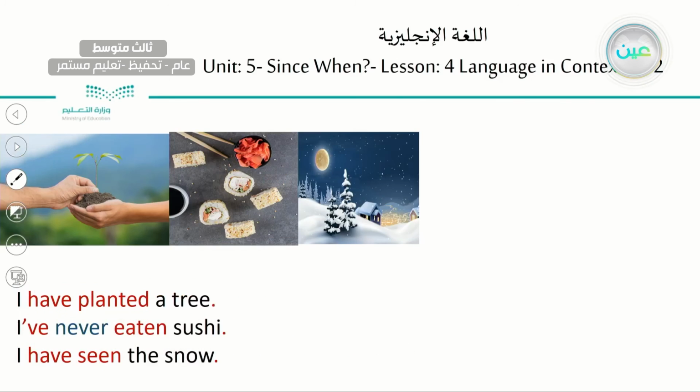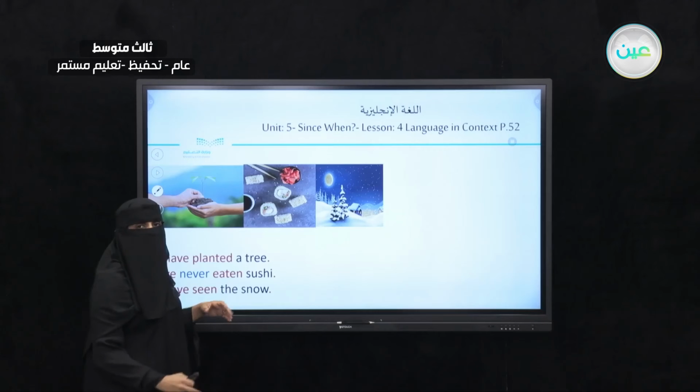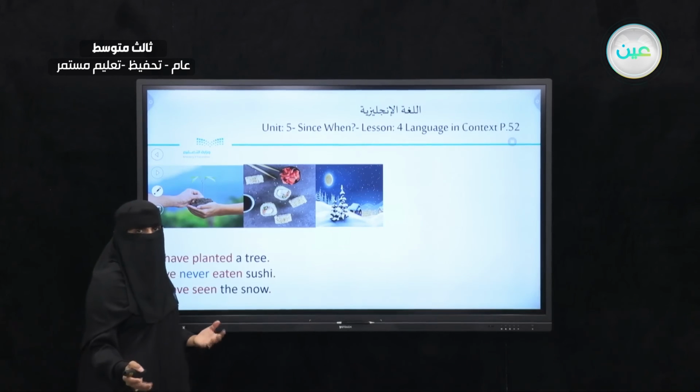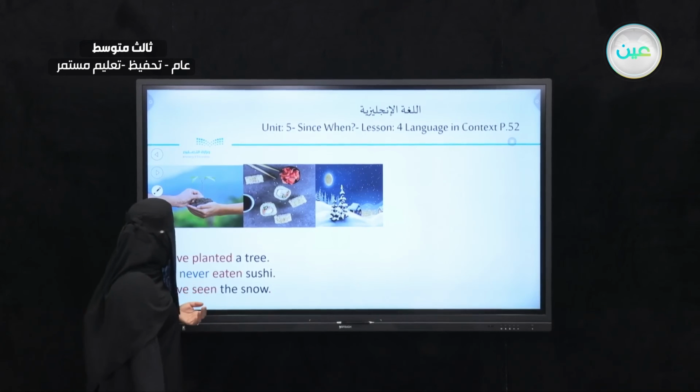Both are correct. For these 3 pictures, I have planted a tree, or I have never planted a tree, or I haven't planted a tree. All are correct. I have never eaten sushi, or I have eaten sushi before. The last one here, I have seen the snow, or I have never seen the snow. Write the statements based on your experience, okay? Based on your life since you were a child.